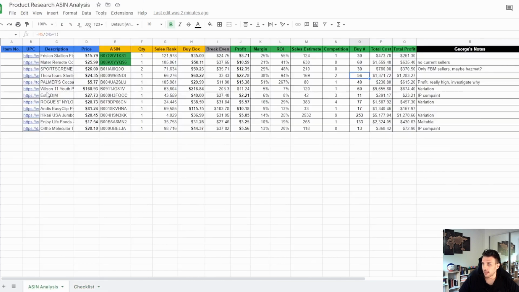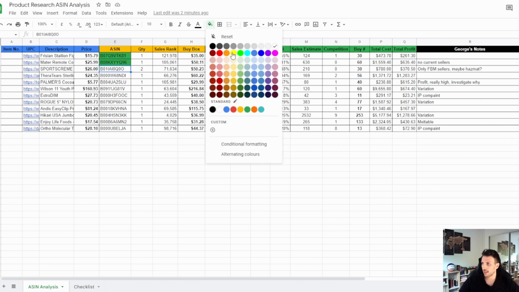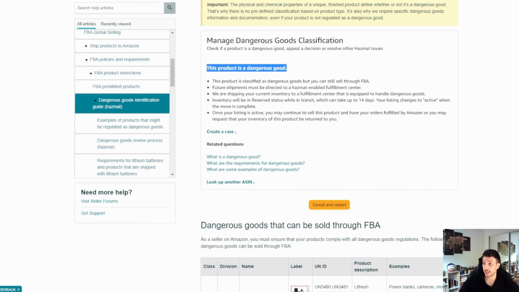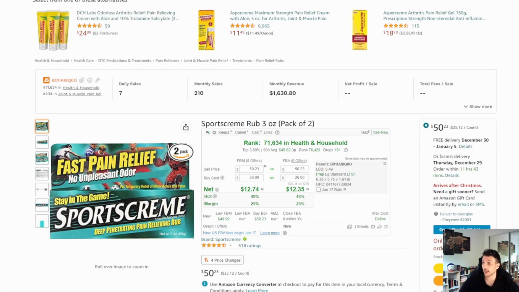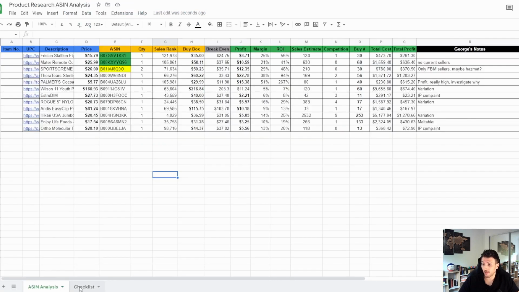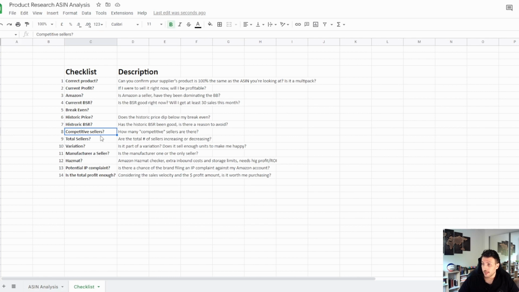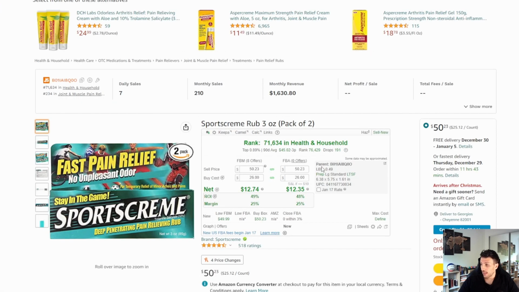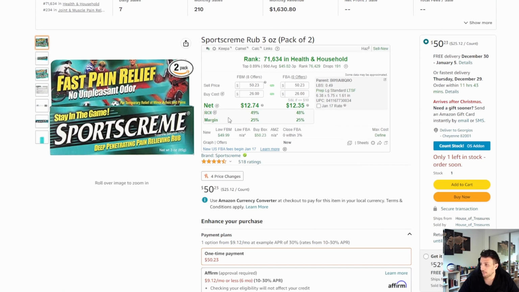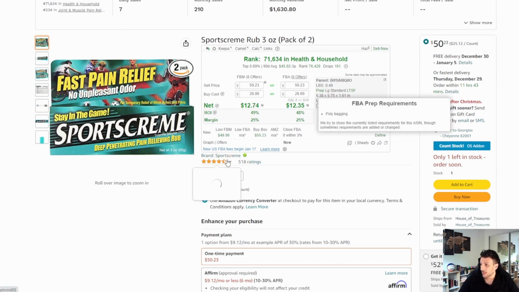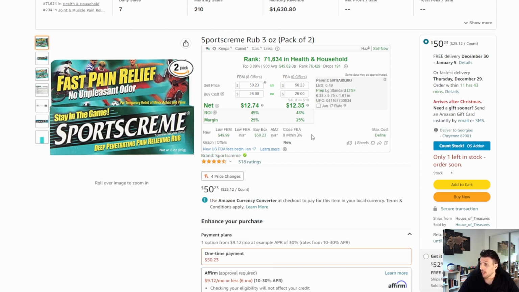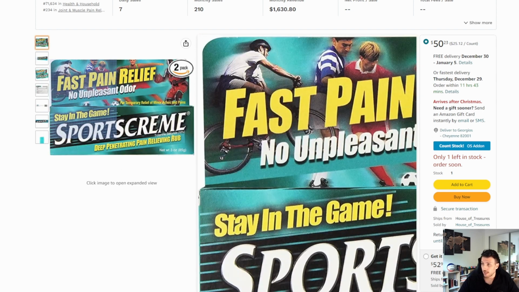I'm going to mark it as yellow because it's still a question mark. We have to create the listing first and then see if we can send it into Amazon or not. So I'm not going to give it a 100% yes yet. Let's look at the remaining factors. So it is a hazmat. Potential IP: there is no IP complaint popping through. Sports cream, I don't think that's really the name of a company, but it could be. I don't believe there are any IP complaints.